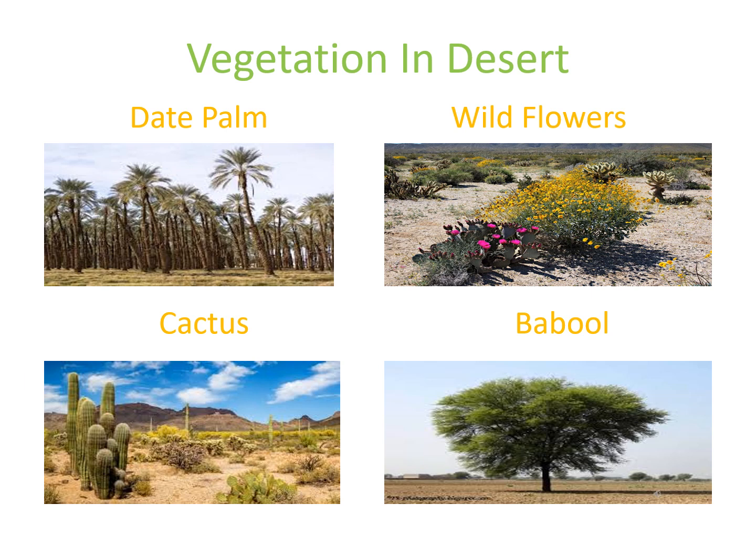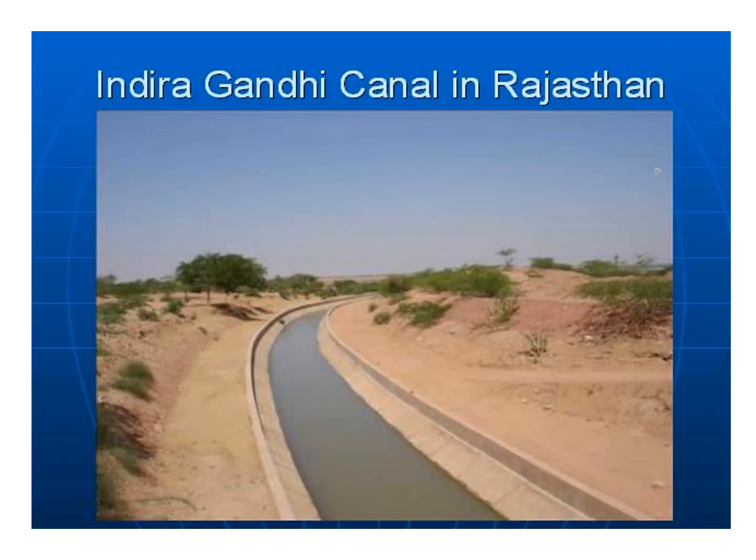Agriculture has developed recently due to the construction of Indira Gandhi Canal, also called the Rajasthan Canal. It brings water of river Satluj and Ravi from Bhakra Nangal Dam and Pong Dam to the desert. The Indira Gandhi Canal in Rajasthan is the longest canal of India.